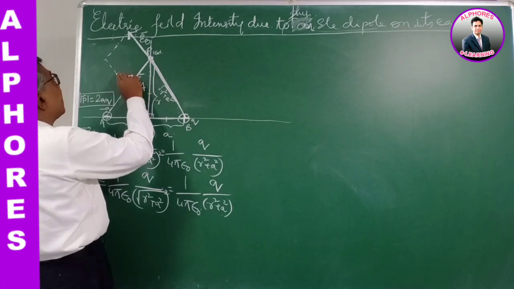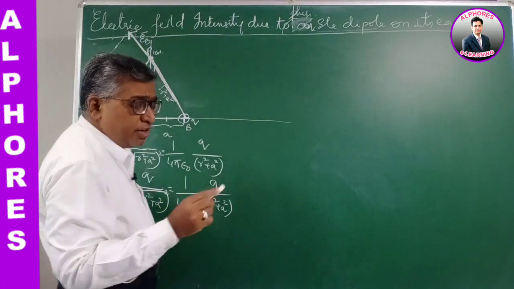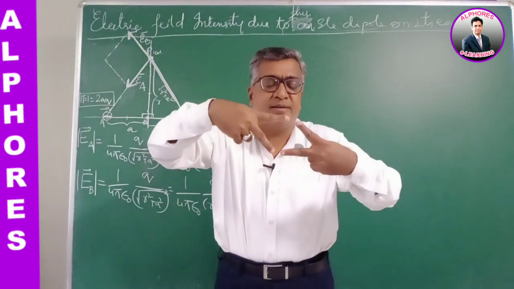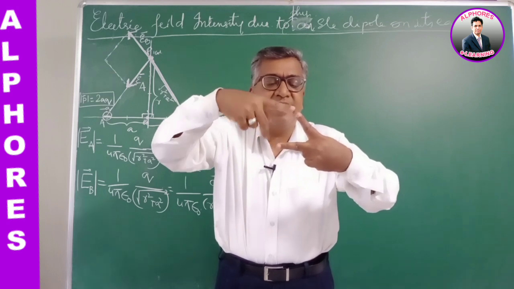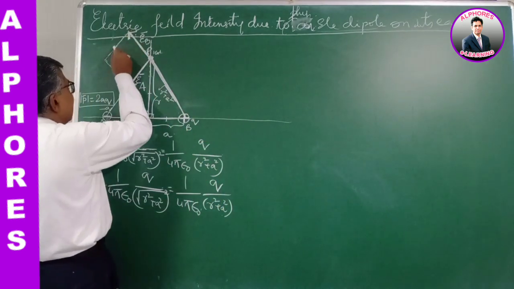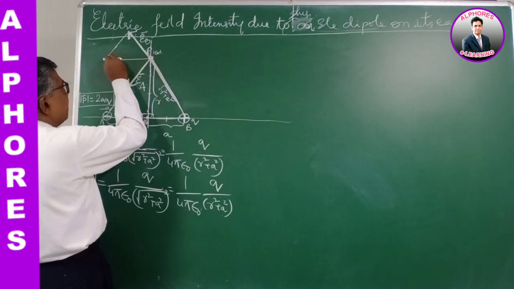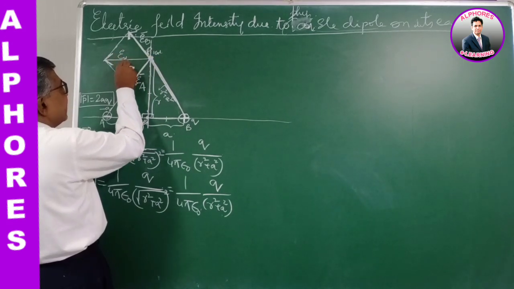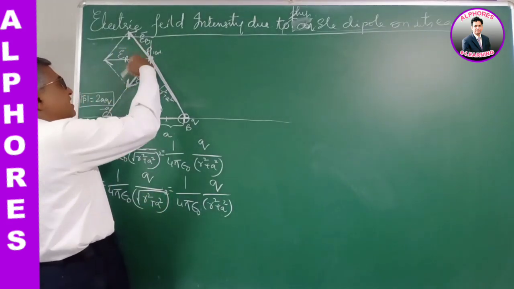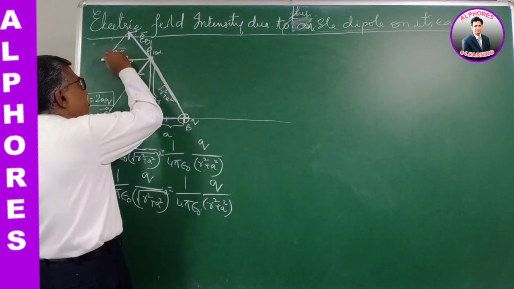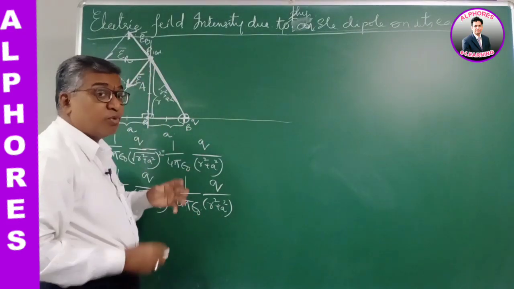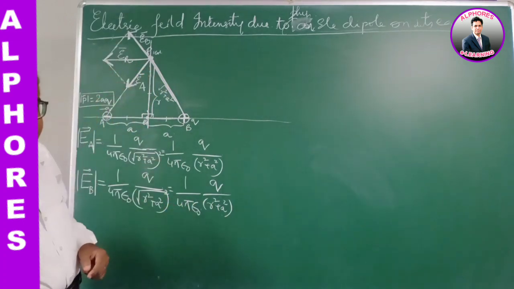Completing the parallelogram like this and this, we know according to the parallelogram law of vectors, if two vectors are represented as two adjacent sides of a parallelogram, then the diagonal passing through the point of intersection represents the resultant vector. So the diagonal represents the resultant electric field intensity. So the resultant electric field is this way. Direction of the resultant electric field is in this direction. So what is the magnitude?